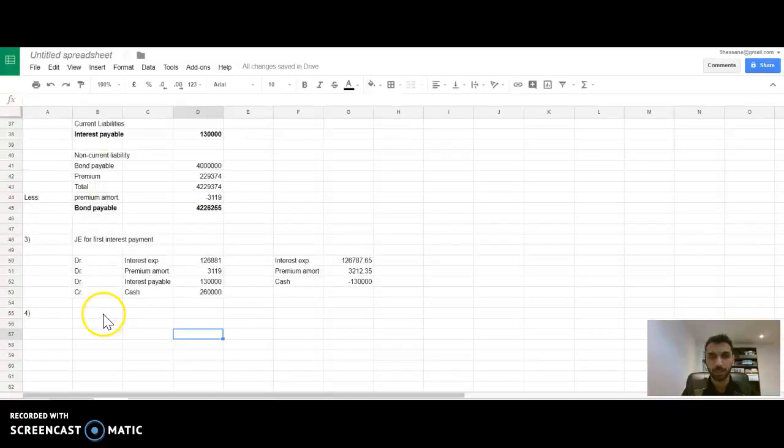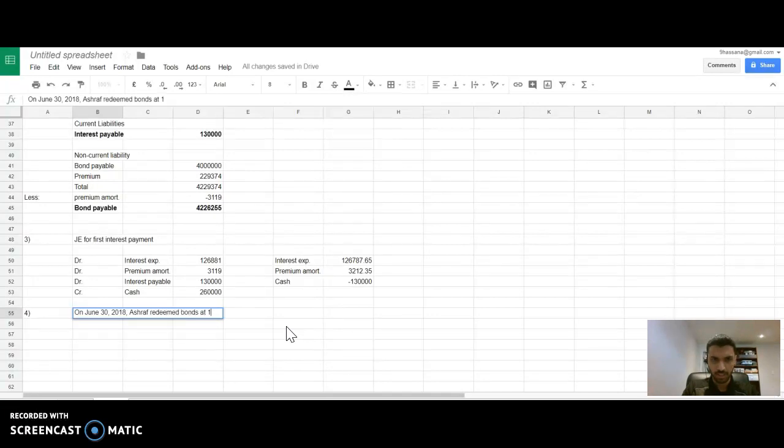So let's go ahead and write down what we're going to be doing. So on June 30th, 2018, Ashraf redeemed bonds at 102% after interest. And the after interest is important because you'd have to record the interest if it was being redeemed separately, or you'd have to include the interest in calculating the gain or the loss. So they've simplified this and said this is after interest.